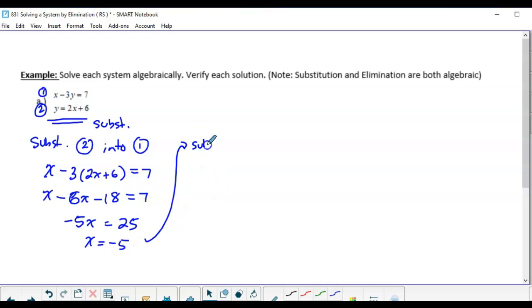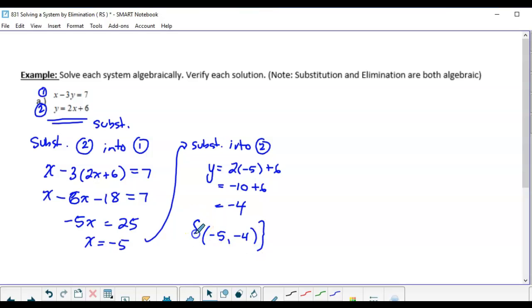Then I'm going to substitute that into equation 2 because it's already solved for y. y equals 2 times negative 5 plus 6, equals negative 10 plus 6, equals negative 4. So you can show this, because it's x and y, as an ordered pair, or as x equals negative 5, y equals negative 4.